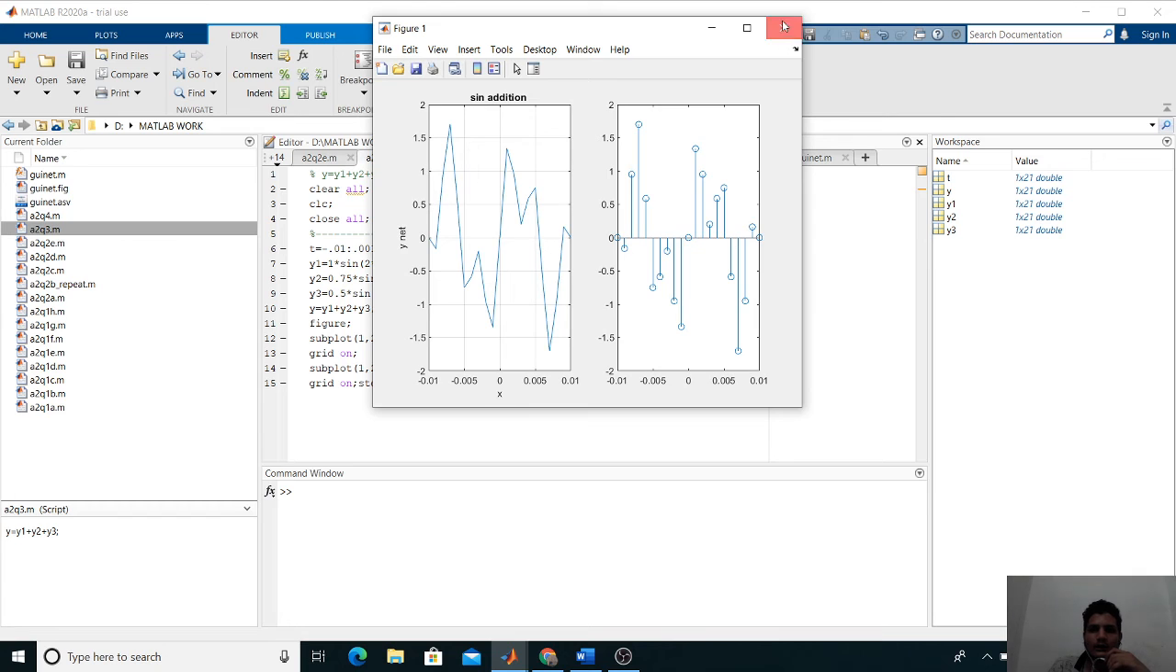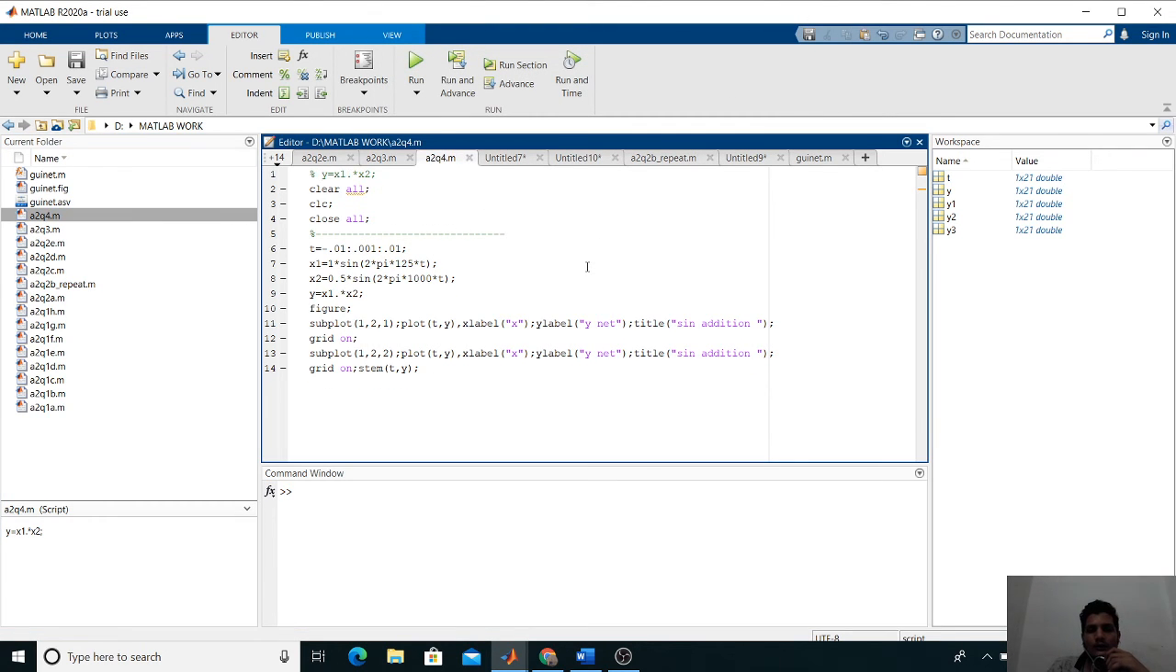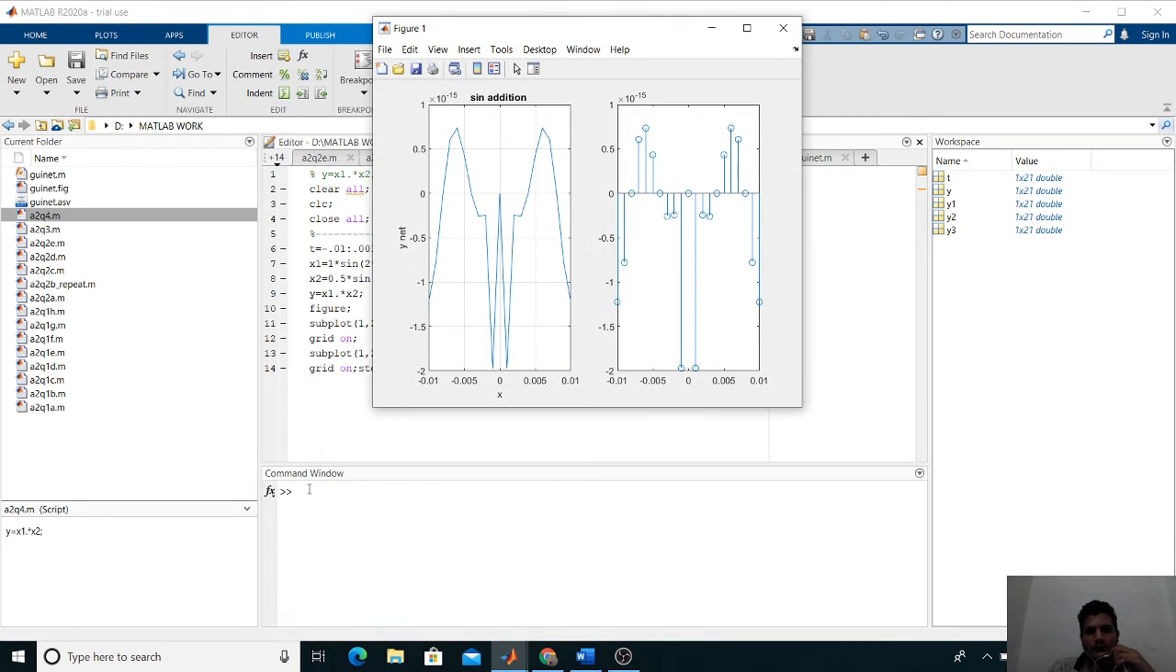Then next is the fourth part. In the fourth part we have simply multiplied two sinusoidal waveforms, one with this amplitude and frequency 0.15, and the other with amplitude 0.5 and frequency equal to 100, and I have done all this earlier also. A simple code is written, A2Q4. Let's run it and see how it comes out. It's coming out like this graph, continuous and discrete.